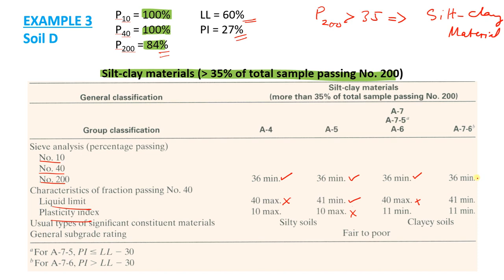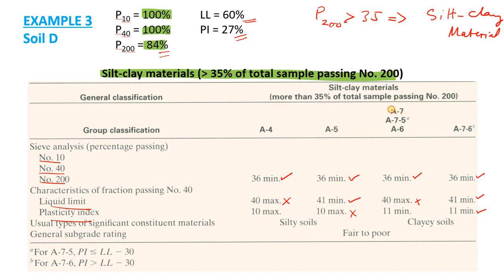Go to the next. And then here we see it is 36 minimum, 41 minimum, our value is 60, and 11 minimum. Minimum value is 11. It could be more than 11, so our value is 27. It is okay. So here is some mistake in the printing.